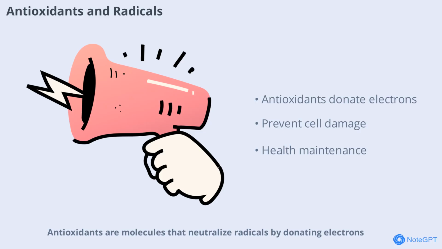Antioxidants are molecules that neutralize radicals by donating electrons, preventing them from causing harm. Common antioxidants include vitamins C and E, as well as enzymes like superoxide dismutase. These molecules are vital for maintaining health and preventing radical-induced damage.